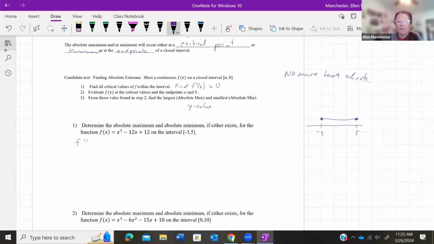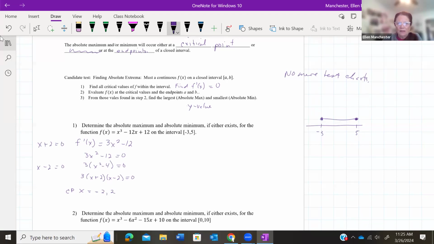So first step, we find our derivative. We set our derivative to 0. And then we solve. You can do it one of two ways. If I factor out a 3, I get x squared minus 4. This is a difference of two squares, which when I factor it is x plus 2 times x minus 2. So my critical points are at -2 and +2. All I've done is set each factor to 0 and then solved. So this is one way to do it.